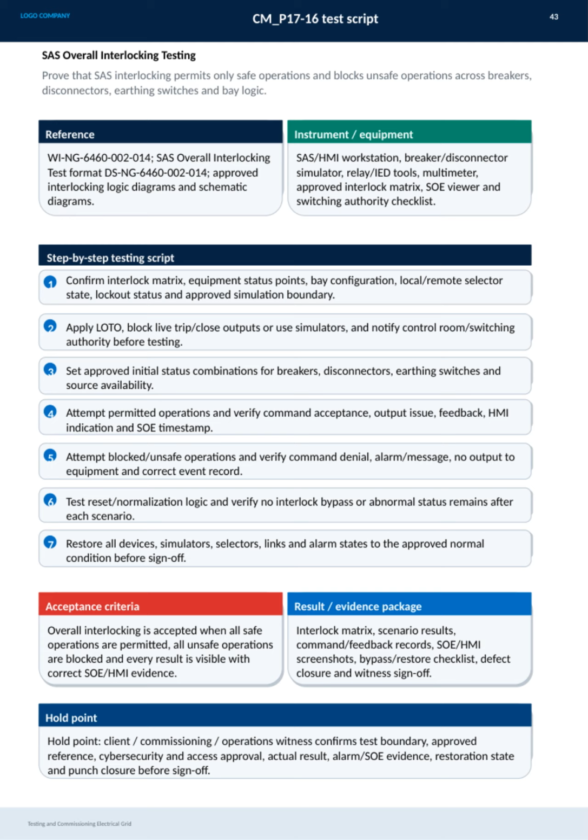Acceptance criteria require that all safe operations are allowed, unsafe ones blocked, and every result documented with correct SOE and HMI evidence. The test results are compiled into a comprehensive evidence package, including command records, screenshots, and checklists. Finally, a hold point is established where client, commissioning, and operations teams review and confirm the test boundary, references, cybersecurity, and restoration state before signing off. This thorough process guarantees the electrical grid's interlocking system maintains the highest safety and reliability standards.